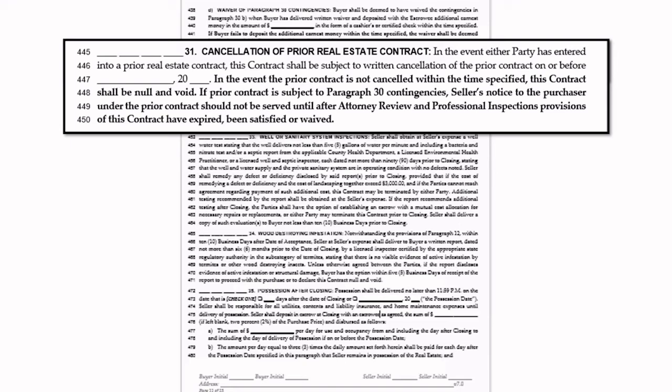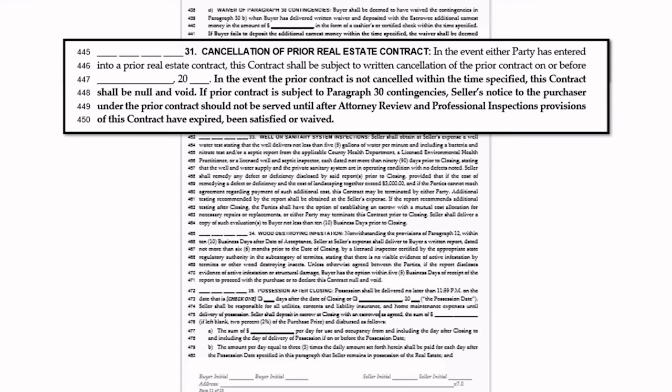If the prior contract is subject to paragraph 30 contingencies, the seller's notice to the purchaser under the prior contract is not served until after the attorney review and professional inspection provisions of this contract have expired, satisfied, or waived. In other words, I'm not bumping out the first buyer only to find out that the second buyer's attorney or the home inspector came up with some absolutely inane things that caused me not to want to go forward with it. So your buyer, if he wants to bump out a prior contract, needs to move forward a little bit with his before we'll do the bump, okay?